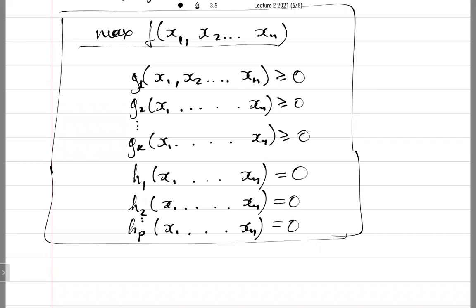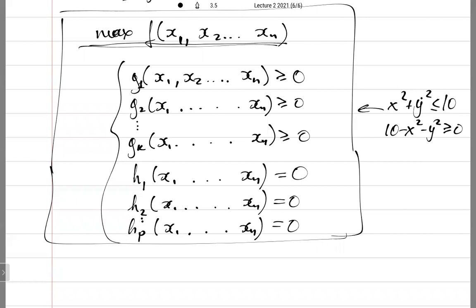If you have inequalities like less than 0, you can always make them greater than 0. So if you have some inequality x squared plus y squared is less than or equal to 10, you can just go into that form like 10 minus x squared minus y squared is greater than 0. So it's not really a restriction, it's a convention. Yeah, I will say that I'm maximizing a function given that constraint. Okay.